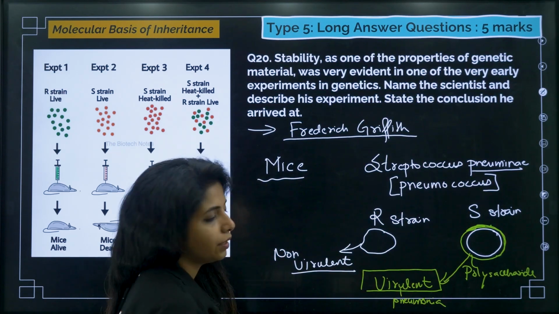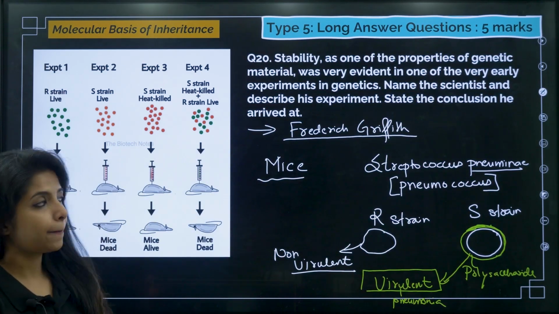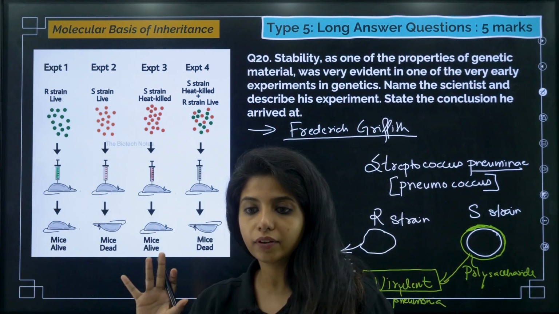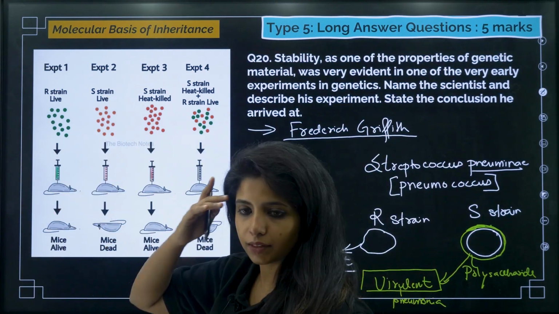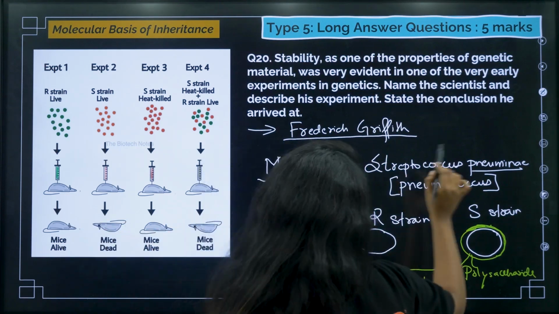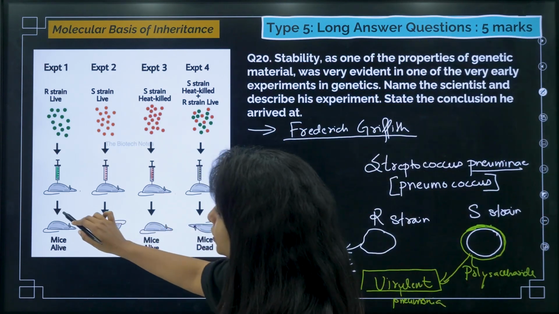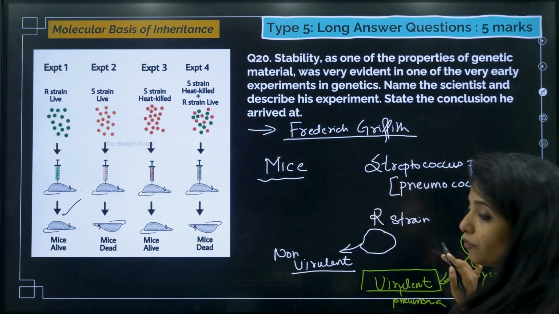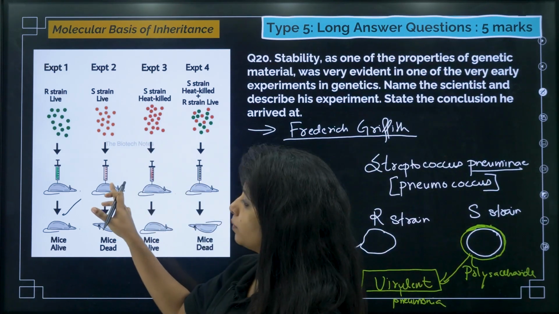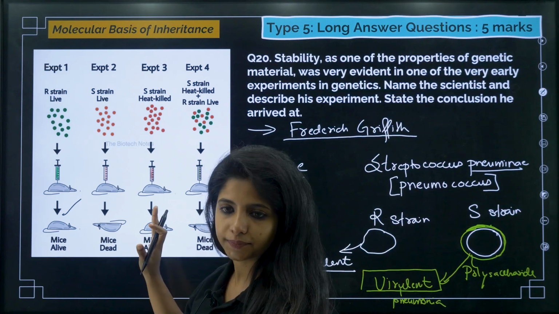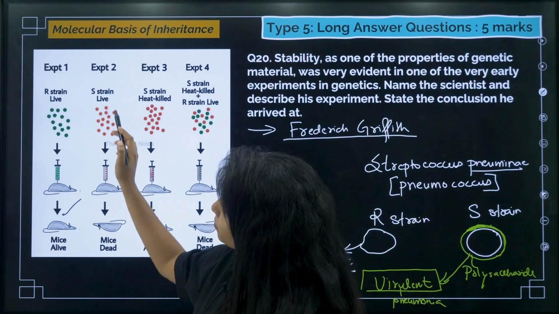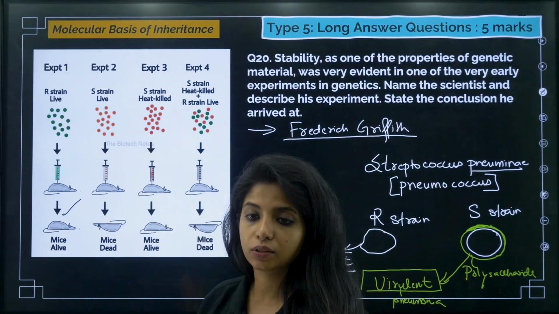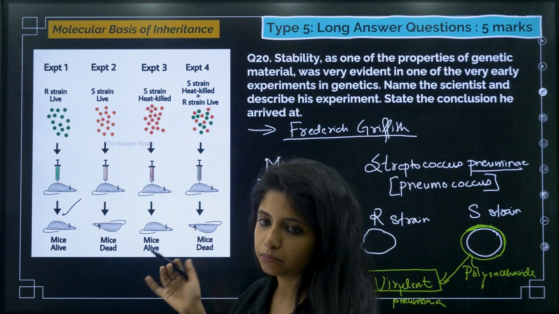Fine. Now the things that he did: first, he took the R strain, the live R strain, the living bacteria, and put it in the mice. He found that the mice were still living. Then he took the S strain, the one that had the smooth covering, put it in the mice, and found that the mice died. So he got to know that possibly something is getting passed on from these bacteria to the mice, which is making the mice die.